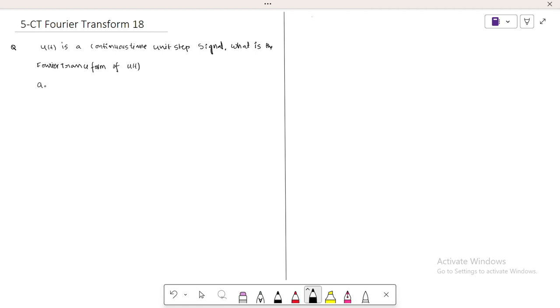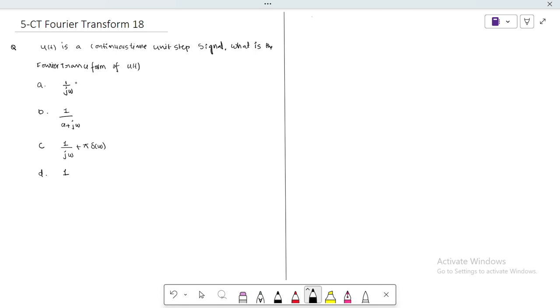Options are: option A, 1 by j omega; option B, 1 by a plus j omega; option C, 1 by j omega plus pi into del of omega; option D, 1.